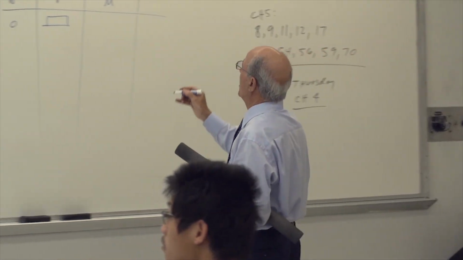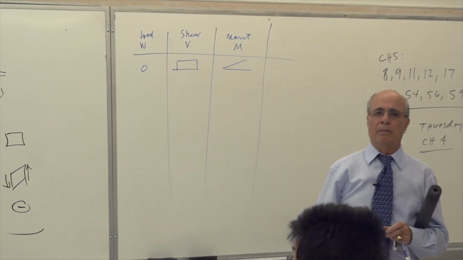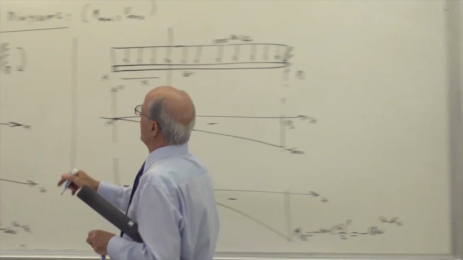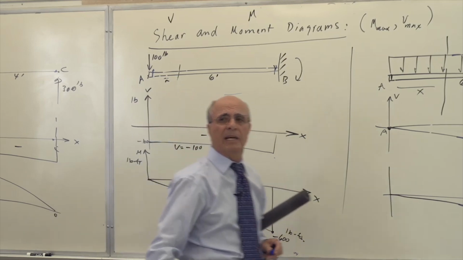But the moment will be what? The moment will be linear. Again, plus or minus applies here. Look at it, guys. 0, constant, linear. Is that correct or not?